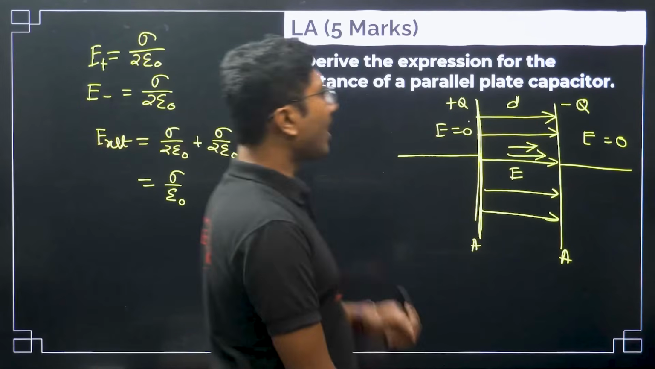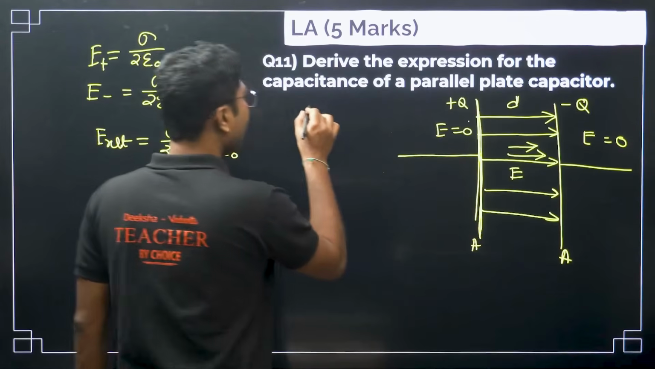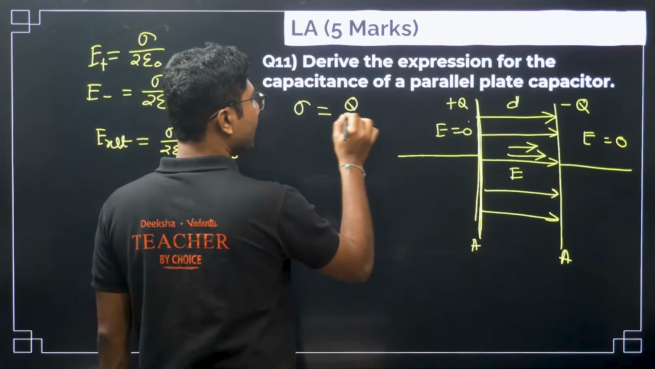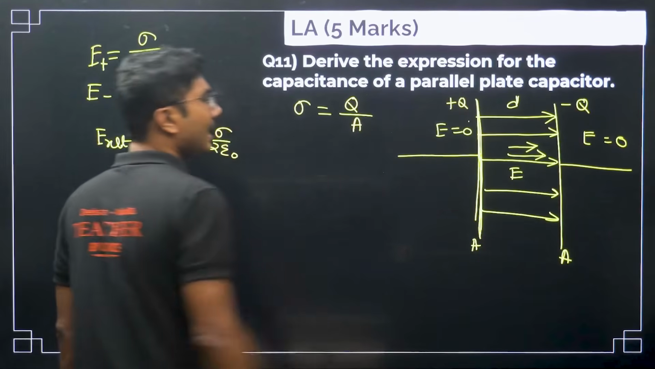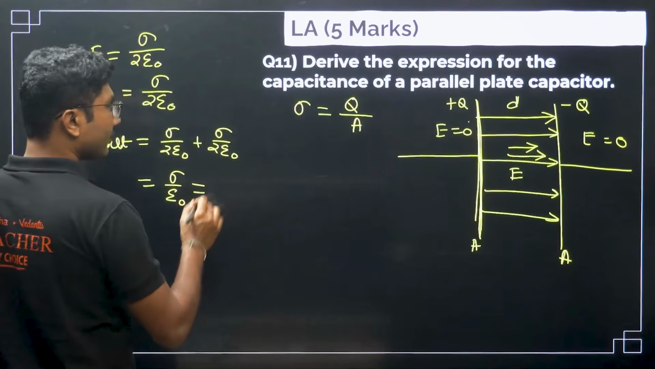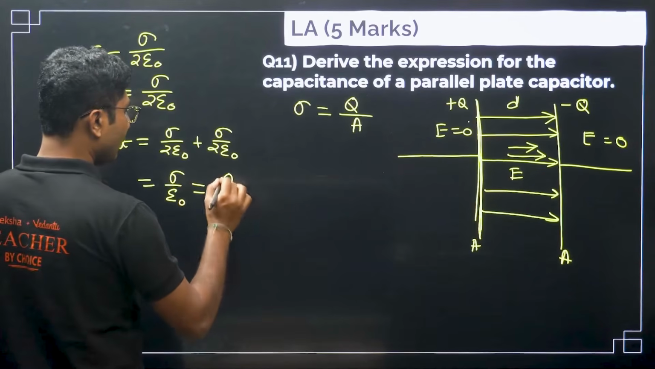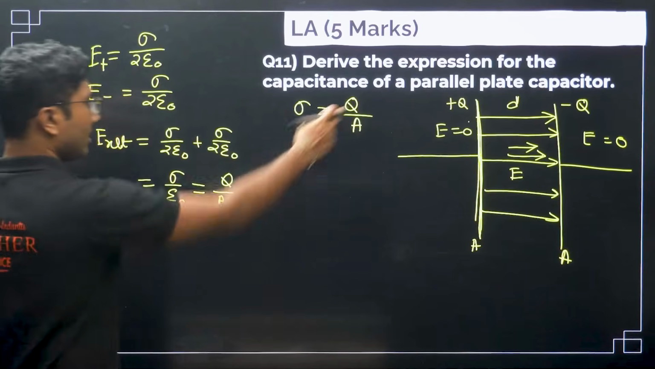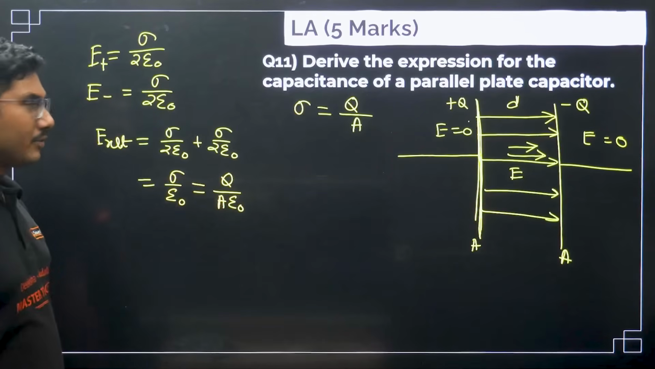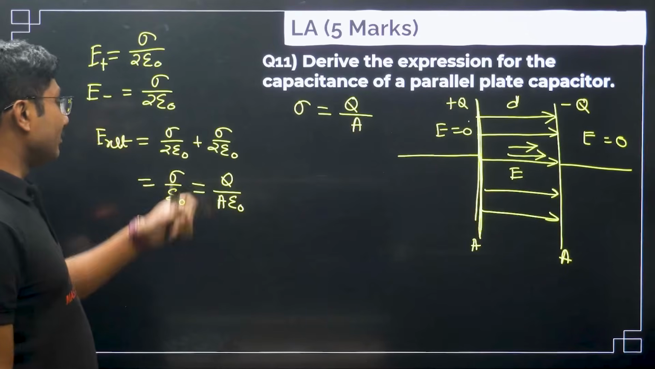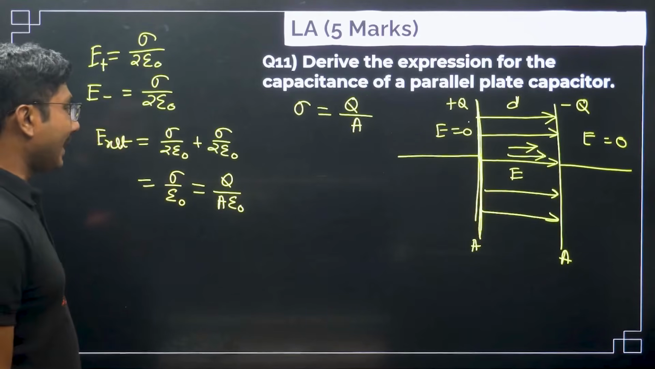Now we have to find what sigma is. Sigma is the surface charge density. Surface charge density means charge divided by area. So let's put that over here. If you put Q by A instead of sigma, you will get the net electric field E equals Q by A epsilon naught.